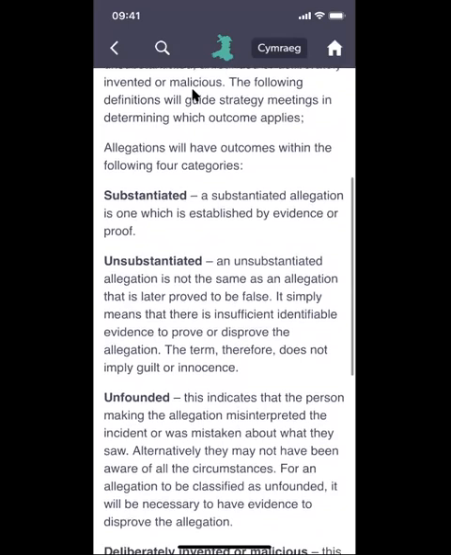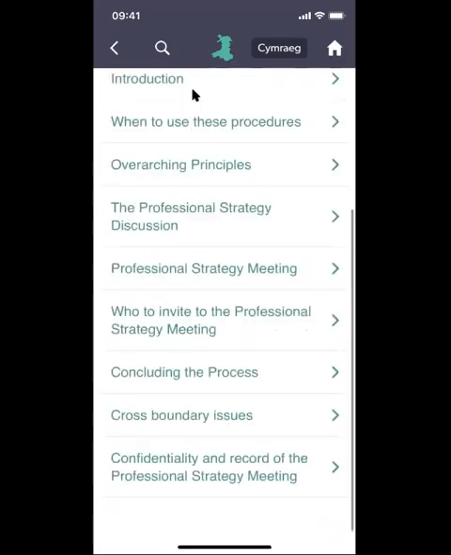If we then click back, we see further information in relation to cross-boundary issues and also confidentiality and record keeping in relation to the professional strategy meeting.